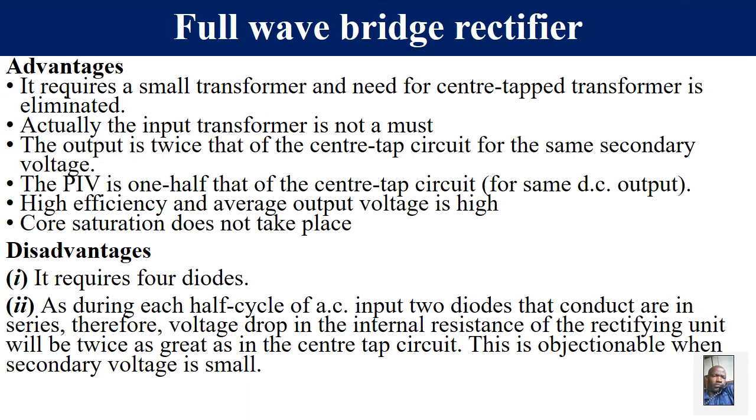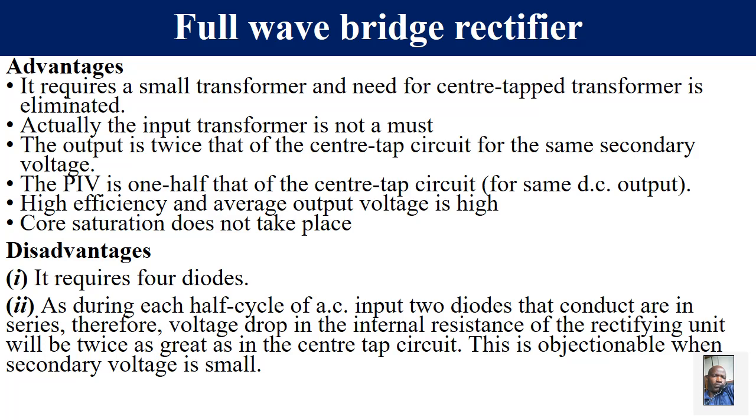Everything has got advantages and disadvantages, so we are now going to look at advantages and disadvantages of the full-wave bridge rectifier, and we'll start with advantages. It requires a small transformer, and it eliminates the need for a center tap transformer. Mind you, a center tap transformer has got some disadvantages. Then you realize that the input transformer is actually not a must, as you can feed straight into the bridge rectifier from the AC mains, especially in switched mode power supply, which will be covered in Electronics 2.